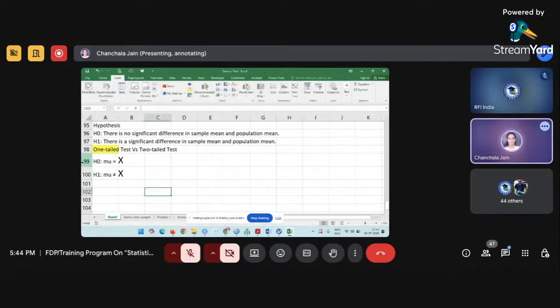I have written the null hypothesis in the form of symbols: mu is equal to x bar. That means mu is the population mean and x bar is the sample mean. So the population mean is equal to the sample mean, or there is no significant difference in sample mean and population mean, right? Alternatively, if I write mu is not equal to x bar, that means there is a difference, right? So if I write there is a significant difference in the alternative hypothesis, that means I'm talking about the two-tailed test.